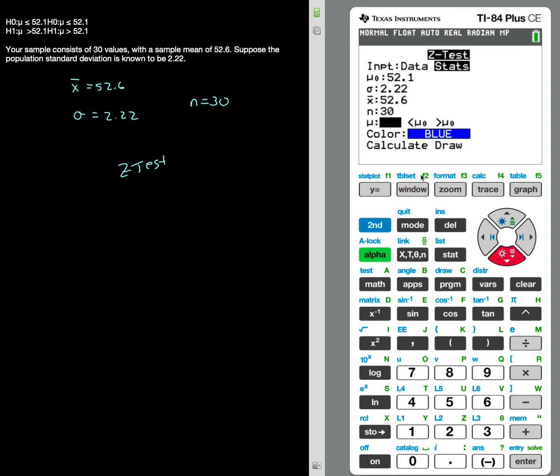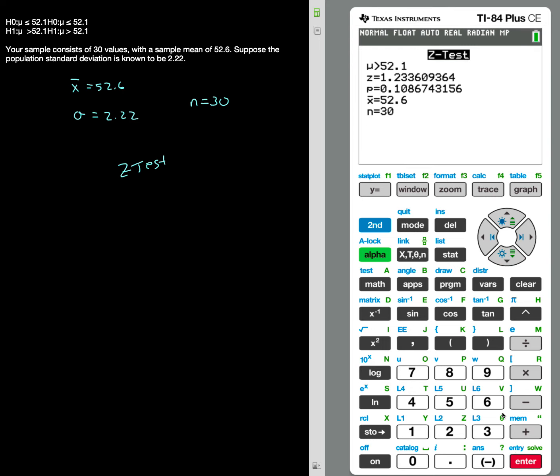And then down here, we tell it what kind of test, and these correspond to the alternative hypothesis. In this case, it's right-tailed, so I'm going to scroll over and highlight that one. This is saying that mu is greater than the claimed value, which is what our alternative hypothesis is telling us. You don't need to draw it unless you want to see it, so I'm just going to calculate to get the values and press enter.